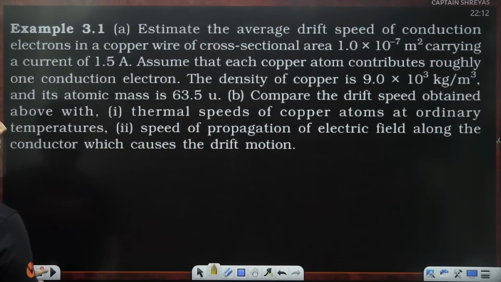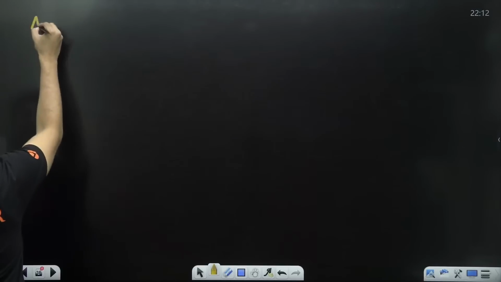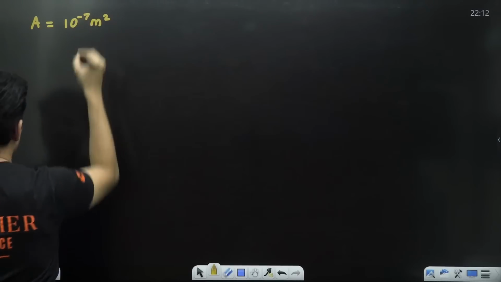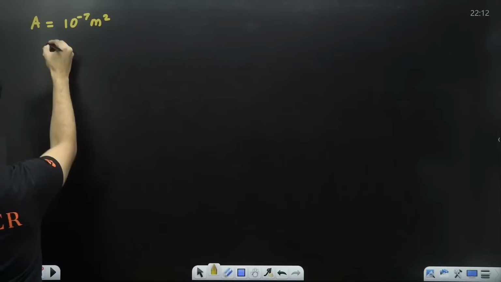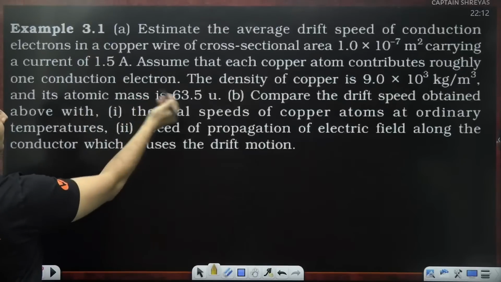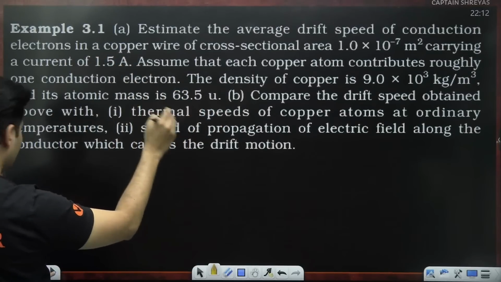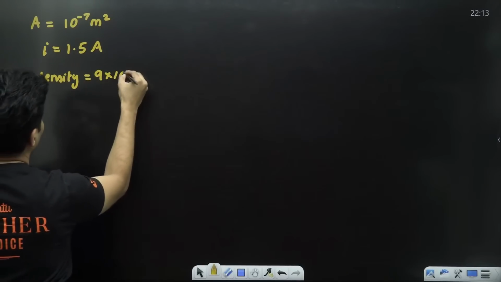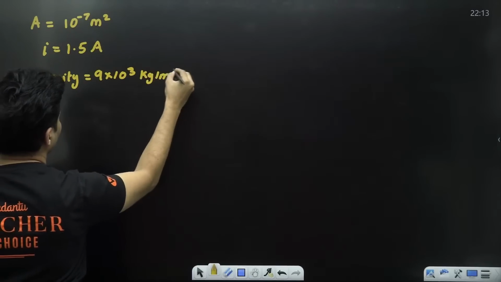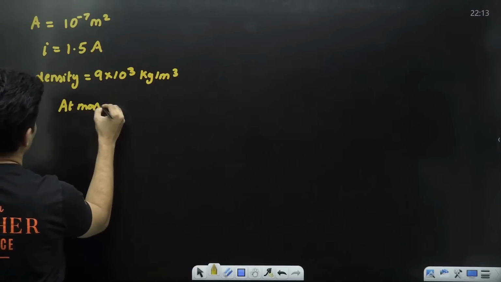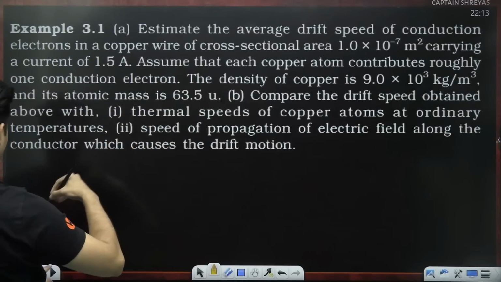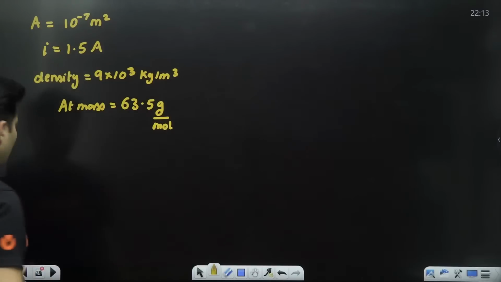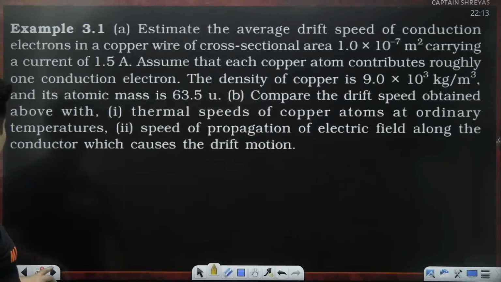I'll just write it down. First of all, I am given the area of cross section. Area of cross section is 1 into 10 to the power minus 7 meters squared. Then current is 1.5 amperes. Then each copper atom contributes 1 electron. Density is given as 9 into 10 to the power 3 kg per meter cube. Atomic mass number they have also given. How much is it? 63.5 grams per mole. Okay, that is what is given. And what we have to find is basically the drift speed and other things.